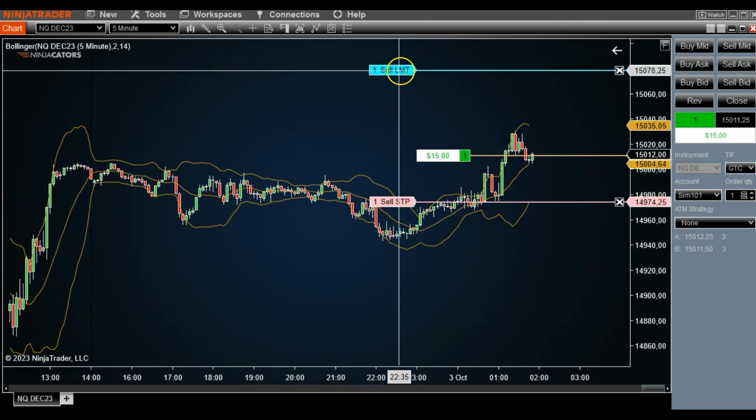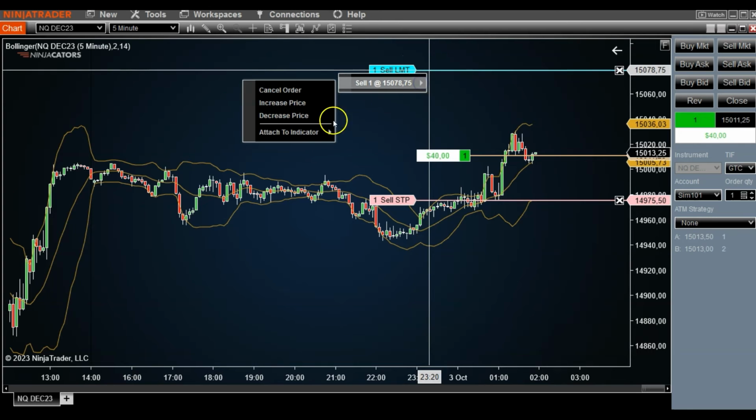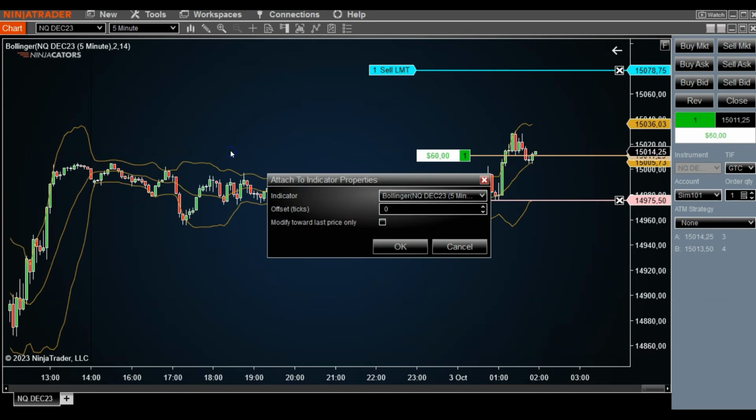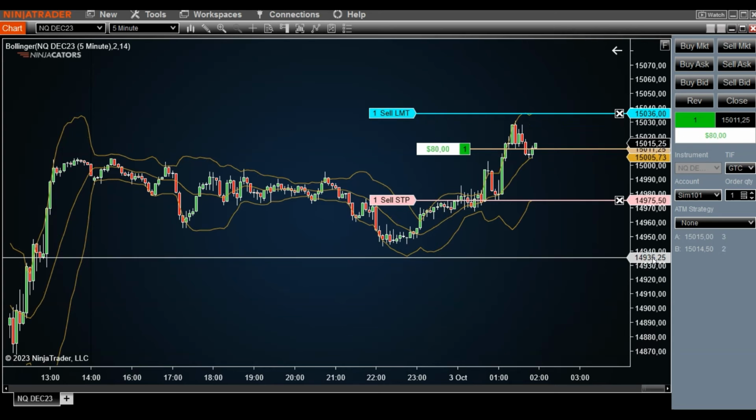You can do exactly the same thing with your target order. Again, just go right click, little arrow, attach to indicator, properties. In this case, thinking the market might move up, we could attach our sell limit order for that first target, potentially at the upper band. In this case, believing the market will go up, I'm just going to leave the offset at 0 and hit OK as well. Now, very cool.